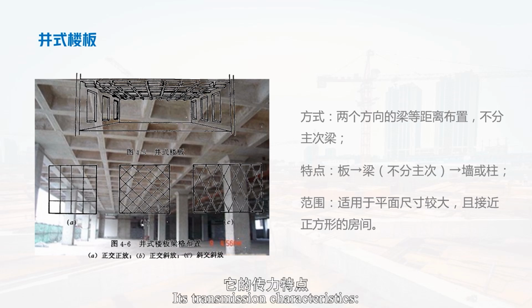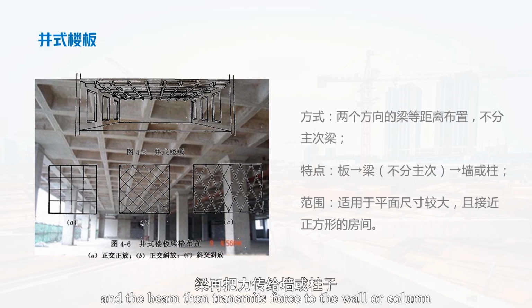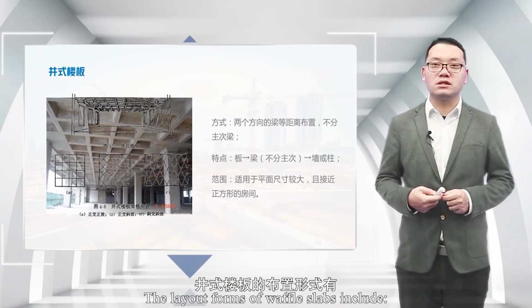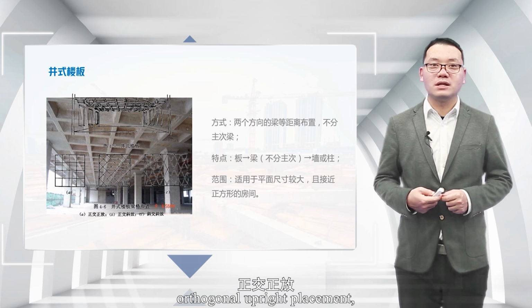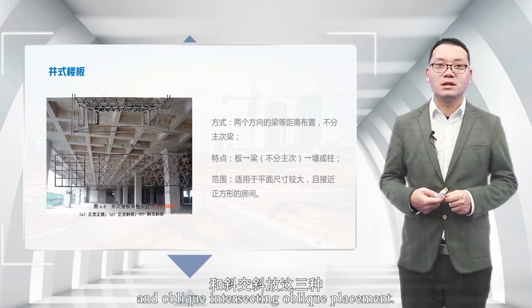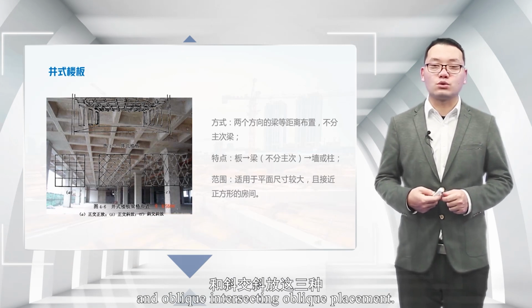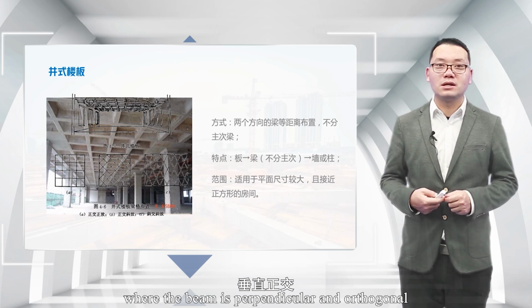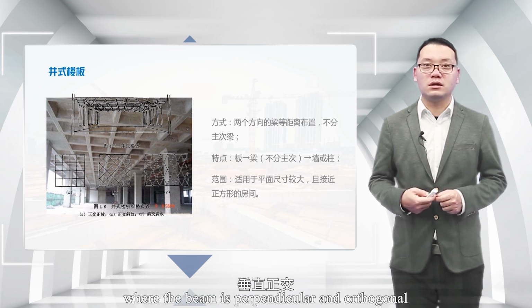Its transmission characteristics: the plate transmits force to the beam, and the beam then transmits force to the wall or column. The layout forms of waffle slabs include orthogonal upright placement, orthogonal oblique placement, and oblique intersecting oblique placement. Orthogonal represents two directions, where the beams are perpendicular and orthogonal.